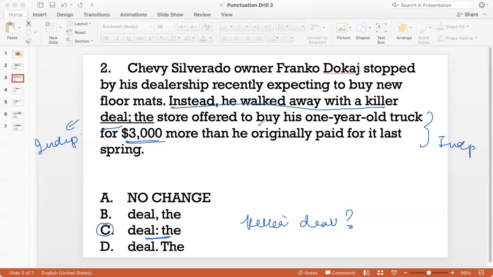The other thing that you need to remember about a colon is that it should always come at the end of a complete sentence. And you can see that this part is a complete sentence. It's an independent clause.